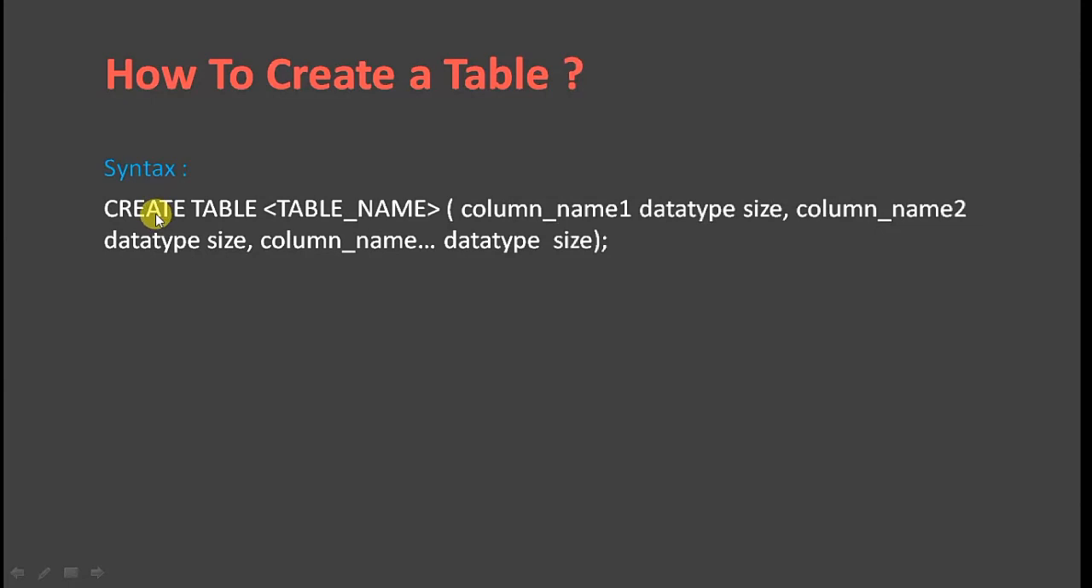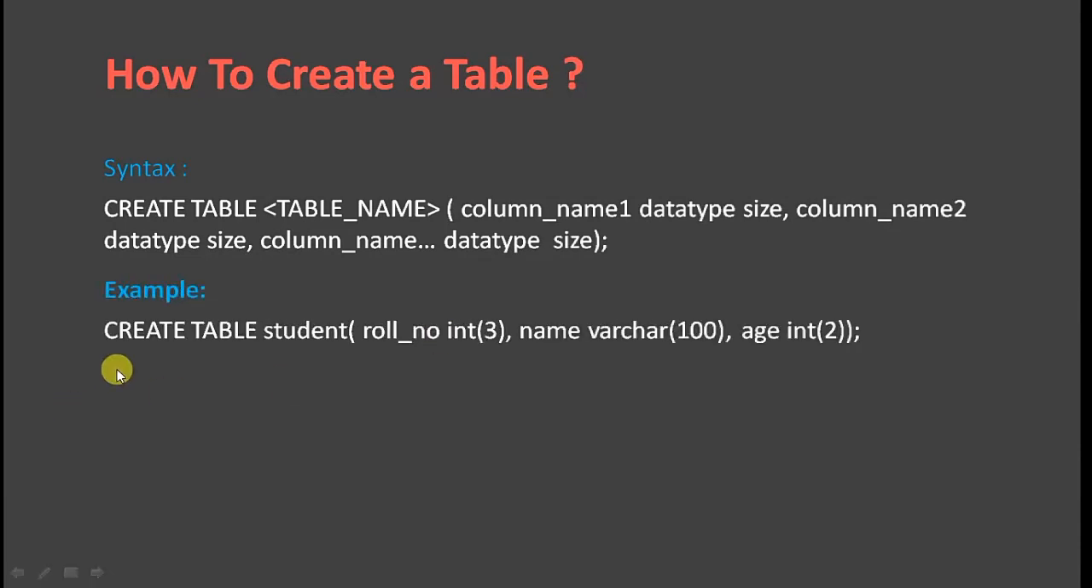In this statement, first we have to write create table, then give the table name, and in the brackets we have to give the column name with its data type and size. Let us see an example. Here we are going to create a table student with the column roll number, which is of type int and size 3, and the next two columns are name and age. The name of the table is student. Let us run the query in MySQL.